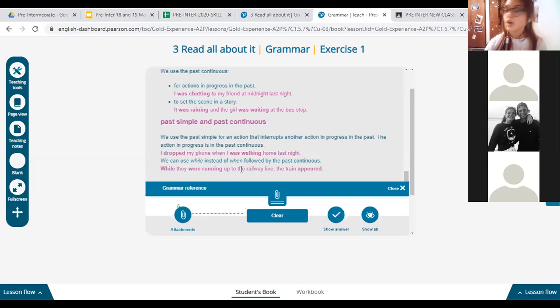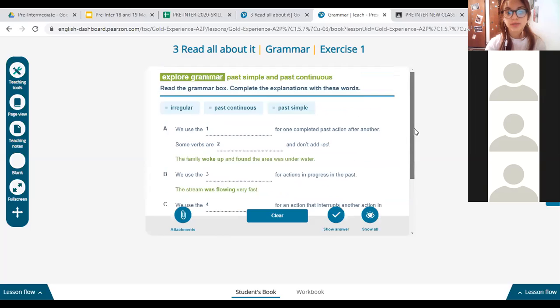So you cannot say while I dropped my phone. Bad. You say while they were running up to the railway line, the train appeared. These are the two options, when and while. Is that clear?